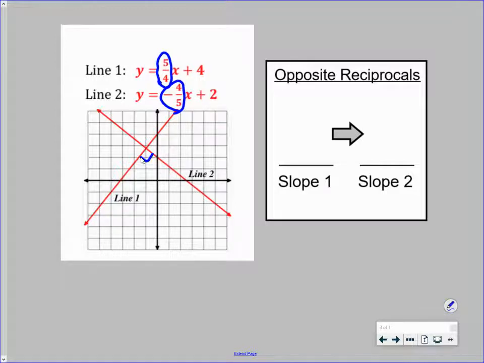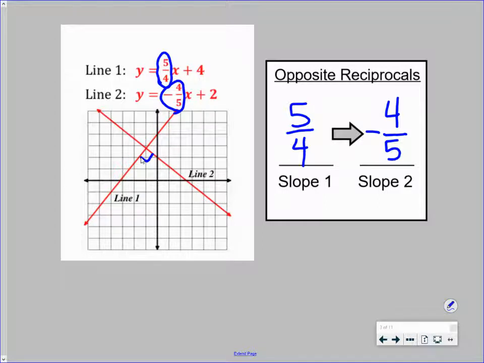Well, that is what we call opposite, because one's positive and one's negative. Reciprocals, because what a lot of my students say is they're flipped over. Okay? You take what's on the numerator, put it on the denominator. What's on the denominator, put it on the numerator. And that is a reciprocal. Opposite is one is positive, one is negative.